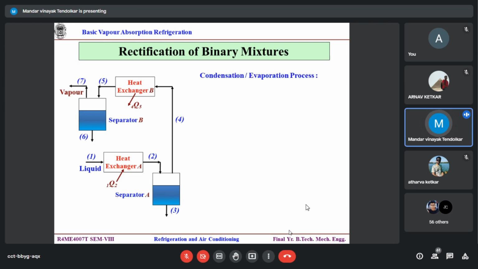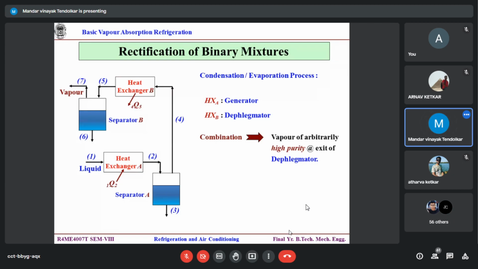This is the process which we had seen, condensation and evaporation process, rather the blend of that. So this heat exchanger A, we call it a generator because it adds the heat and generates the two-phase mixture for the separation. This is a very standard terminology which we'll be using everywhere. And the one which is rejecting the heat, we call it a deflagmator, since it is the separating deflagmator.